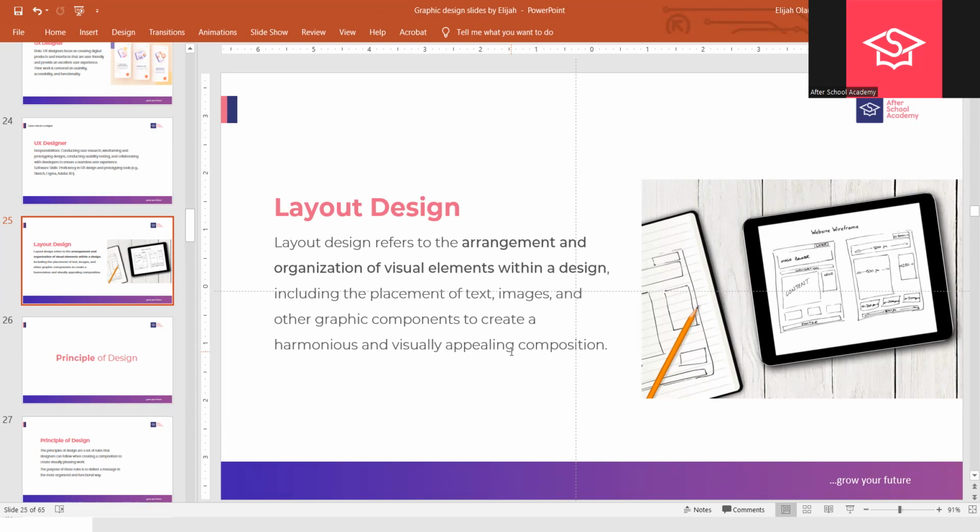That is the work of layout: the arrangement and organization of visual elements within a design, including the placement of text, that is your typography, your images and other graphic components, to create a harmonious and visually appealing composition. So that is just layout, right? And what will help you to achieve a great layout, even after you have a layout, is how you are able to apply the principles to the visual elements of the design.